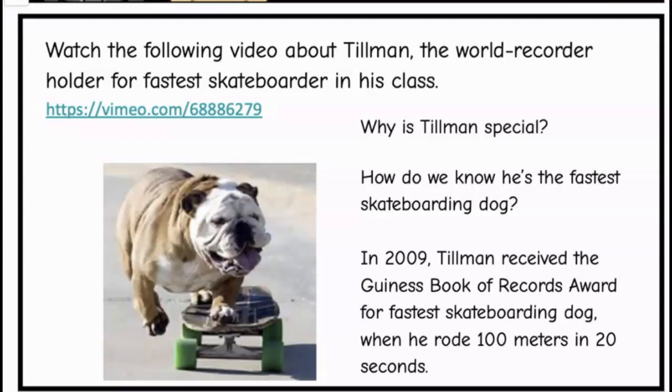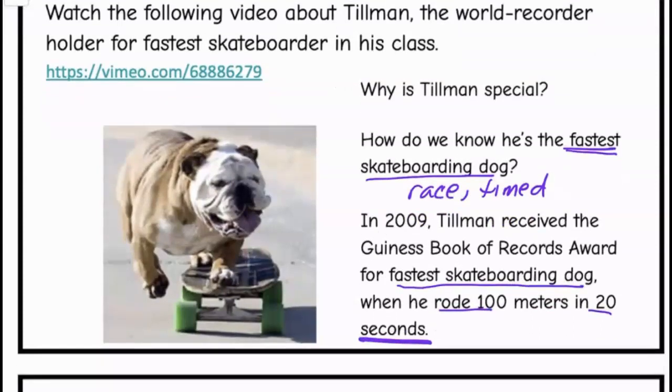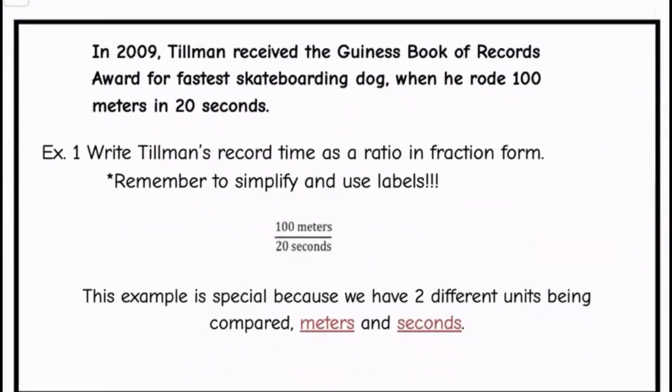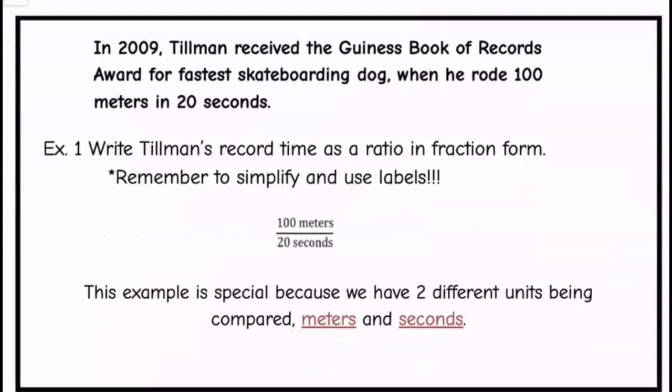How do we know he's the fastest? Well, he would have had to have a race or be timed in some way, and he was. In 2009, Tillman received the Guinness Book of Records Award for the fastest skateboarding dog, and he rode 100 meters in 20 seconds. So with that information, what we would like to do is to figure out his unit rate.